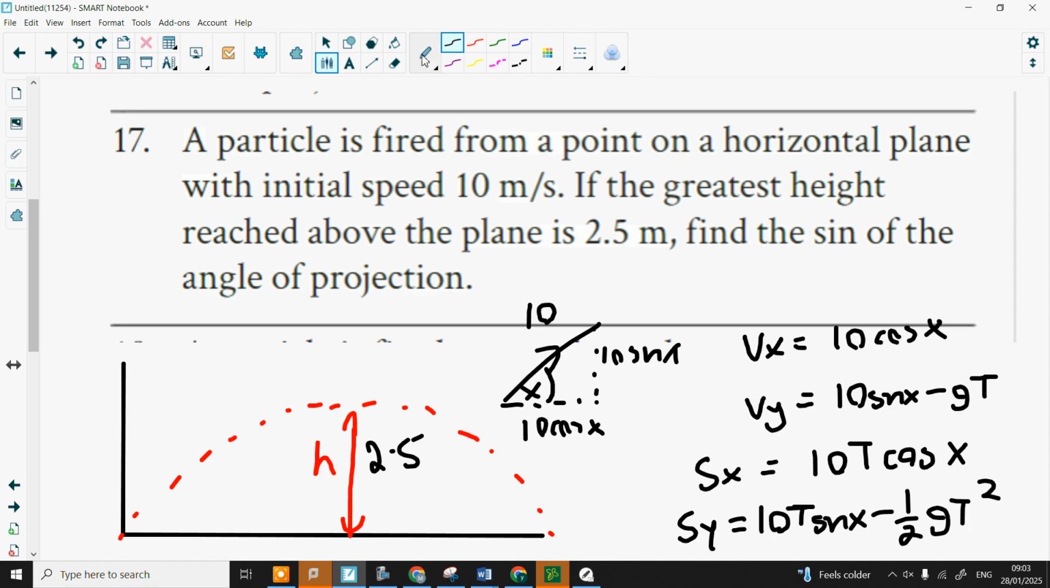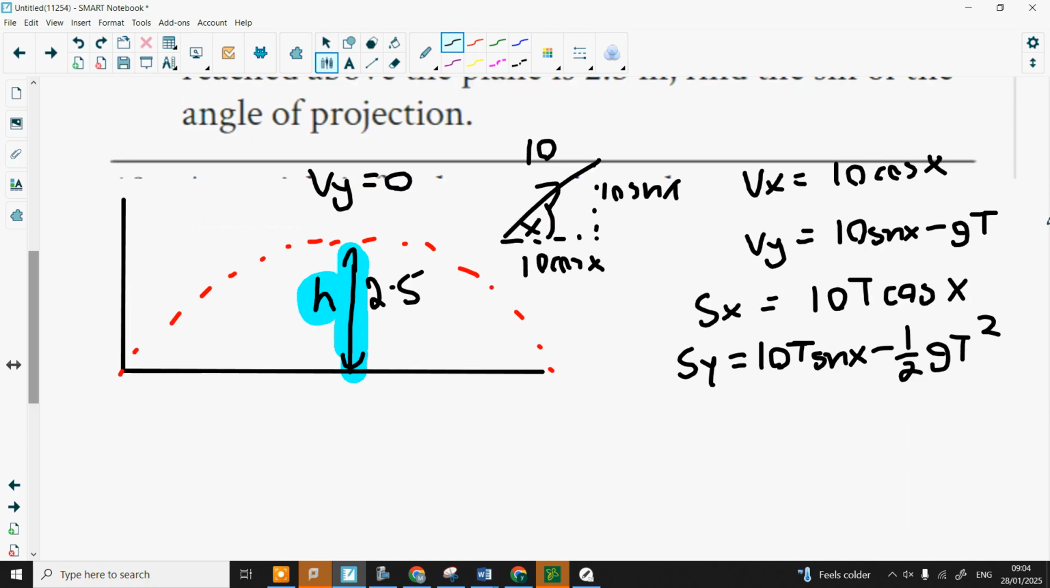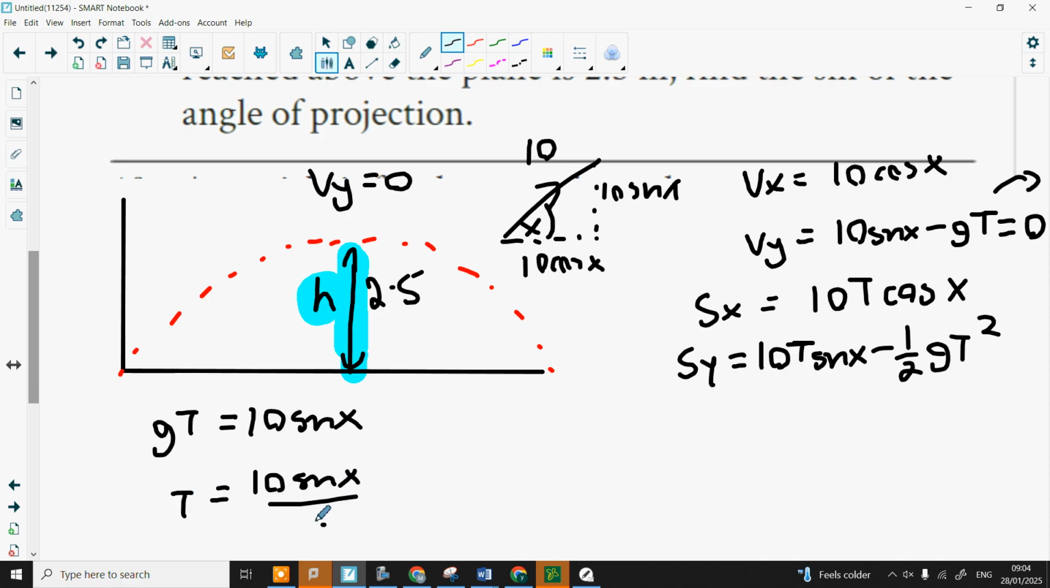Okay. What's our plan of attack? We're after the greatest height, aren't we? So what's the recipe for greatest height? Vy equals 0, yeah, let's do Vy equals 0. So put that equal to 0 and bring the GT to the other side. So we just get GT equals 10 sine X. And then after that, guys, t equals 10 sine X over G, yeah? And then what form did you want me to put it into? Sy. Okay. Let's put it into Sy.